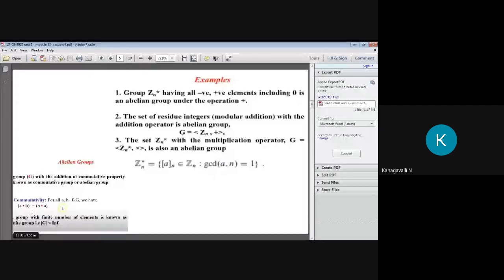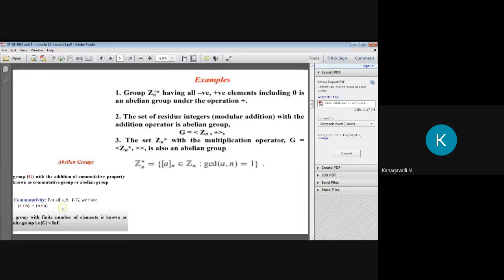A group with a finite number of elements is known as a finite group. If it has an infinite number of elements, then it is called an infinite group. See this example. The example is also a theoretical part. To solve the sums in this group, you must clearly know the theorem part. So your group Zn star is the multiplicative group.